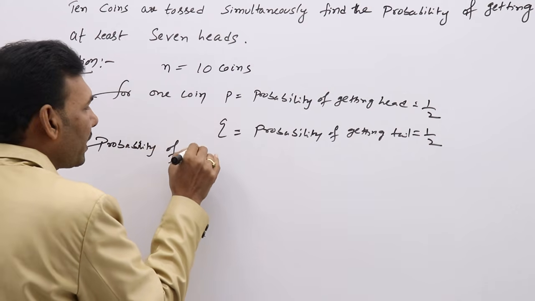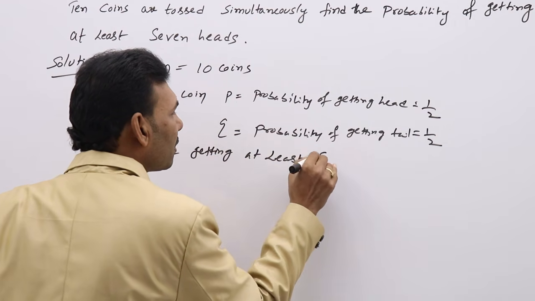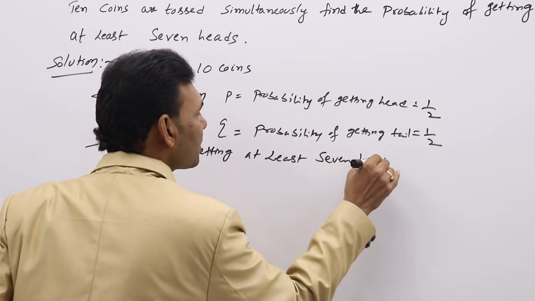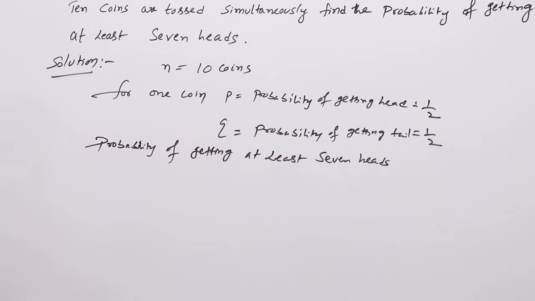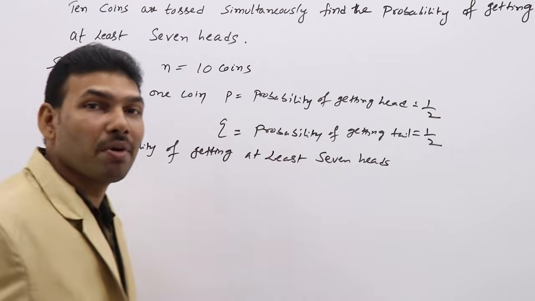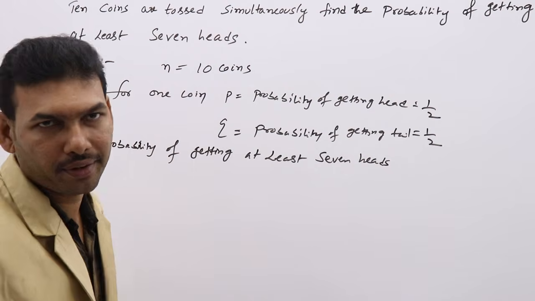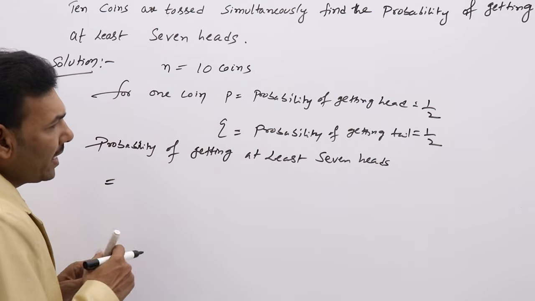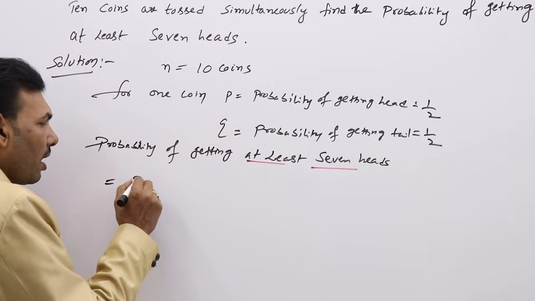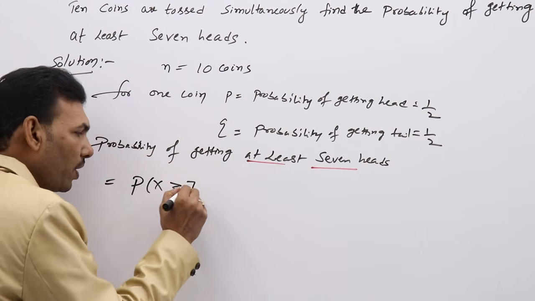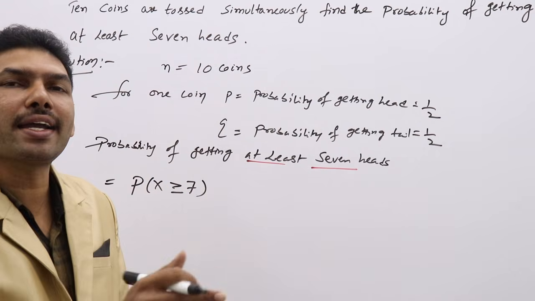Probability of getting at least 7 heads. At least 7 heads means minimum 7, maximum as many as possible. That means up to 10. What I am saying? At least 7 means greater than or equal to 7. Maximum 7 or at most 7 means less than or equal to 7.